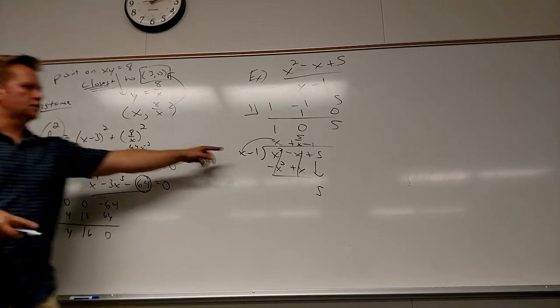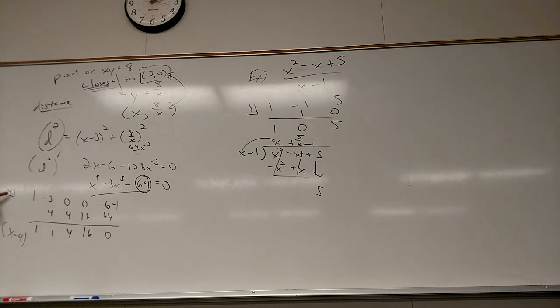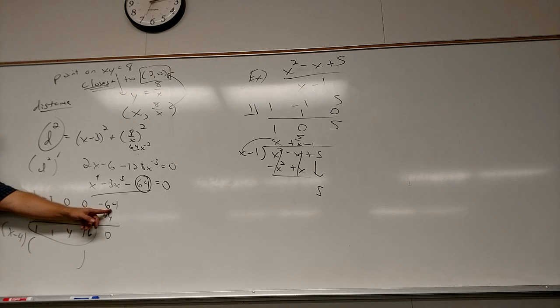See how every time I do this I have to change the signs? So synthetic division says, let's just change the sign from the beginning. So 4 goes with x minus 4. Why did we choose 4 again? I was going to try 2, 4, things that go into 64.